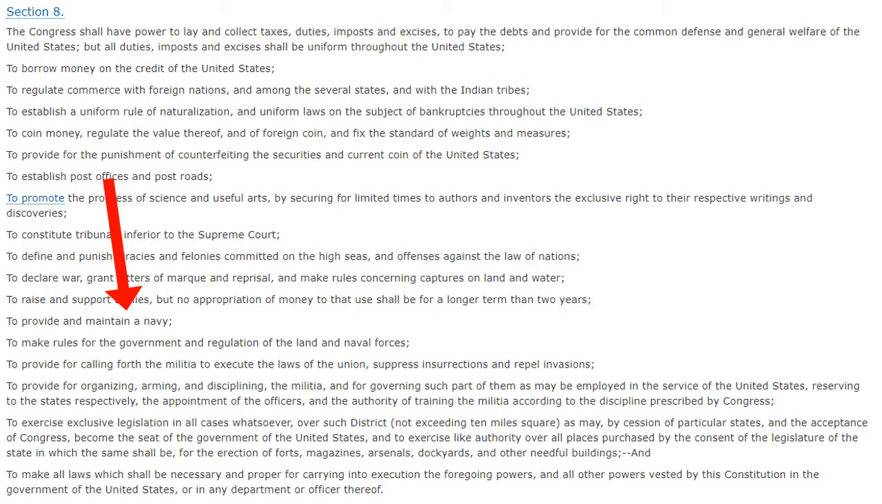Still confused? Let me give you an example. In Article 1, Section 8, it's an expressed enumerated power that Congress has the power to maintain an army and a navy. But it doesn't say anywhere in there that Congress can purchase an aircraft carrier. I mean, after all, back then they didn't even know what an aircraft carrier was.